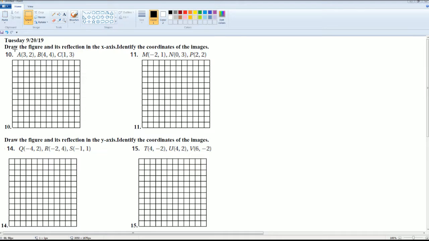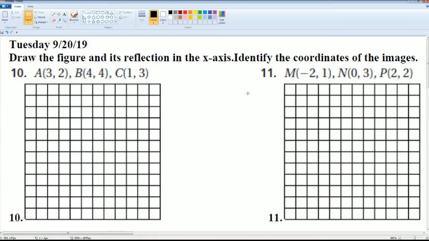1011 asks us to draw the figure and reflect it in the x-axis. Identify the coordinate of the image. Okay? So, here you go. Alright, let's take a look.